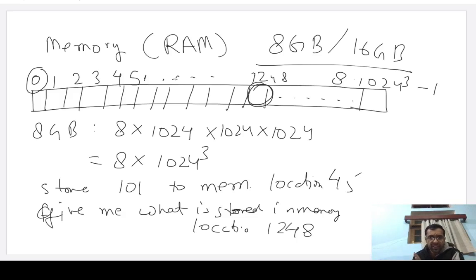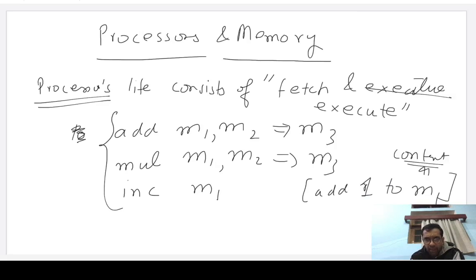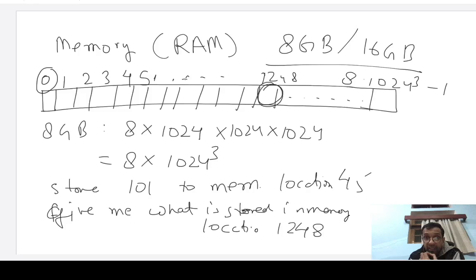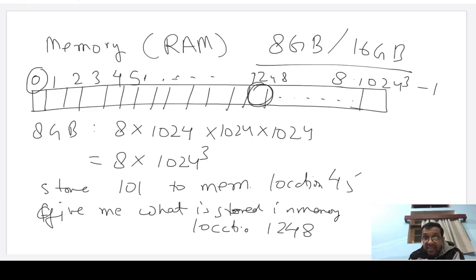Okay, so we have seen how to think of a processor. A processor is an automaton whose aim in life is to fetch the next instruction and execute. Each instruction looks something like this, and we have also seen what a memory looks like. It is a linear sequence of bytes, and it is an indexed sequence of bytes.